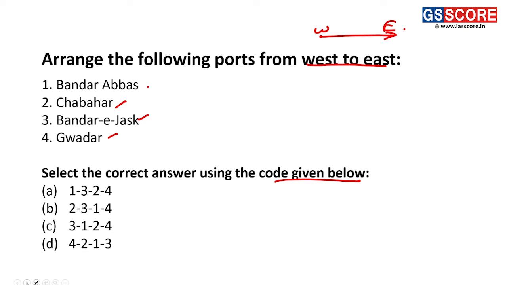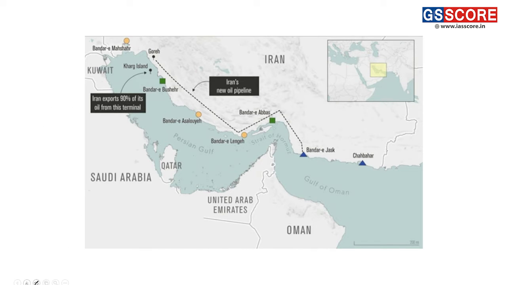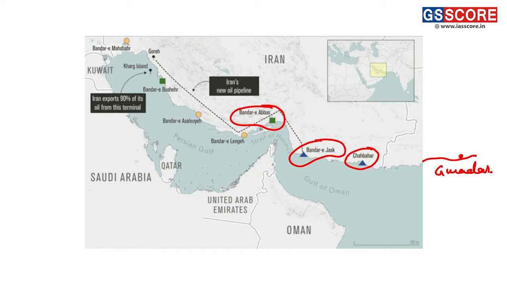So here we can analyze this question through this diagram. We can see the Bandar Abbas location is present in Iran. Then Bandar-e-Jas is also present in Iran. Then the port of Chabahar is also present in Iran. And in this region of Pakistan, there is Gwadar port. Gwadar port is in the Pakistan region.